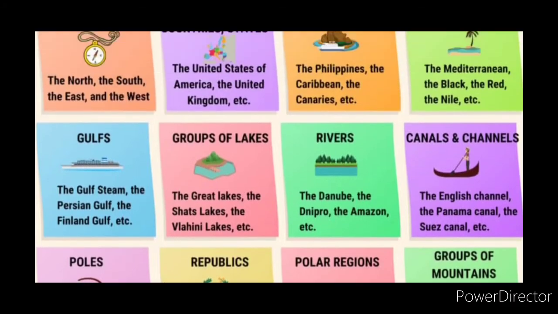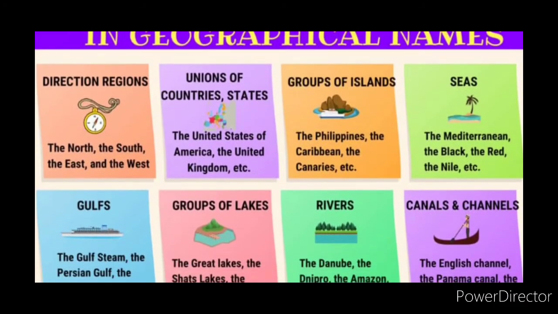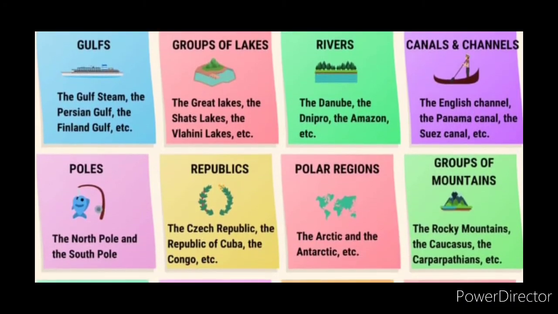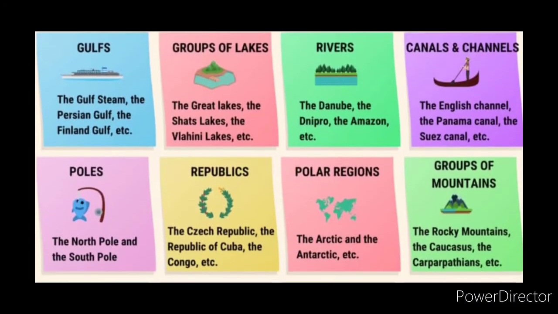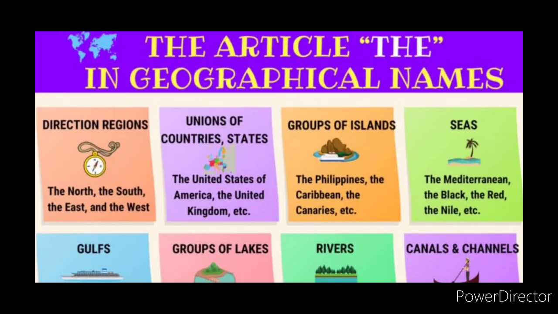So for mentioning the directions, children, for union countries and states, for groups of islands, seas and oceans, gulfs, rivers, canals, poles, republics, polar regions, groups of mountains, for all these things we need to use the definite article "the" in front of their names, children.